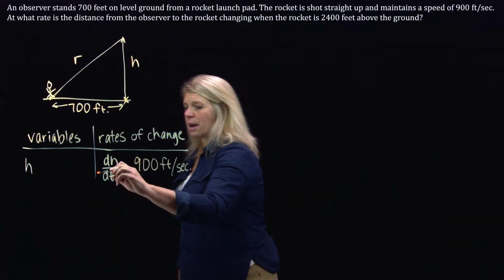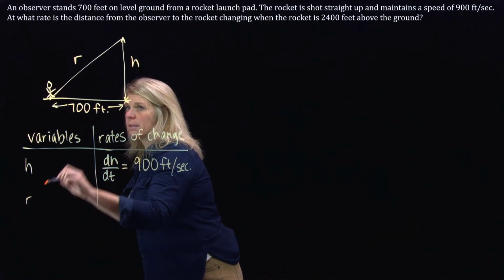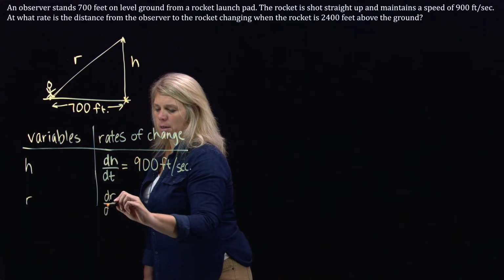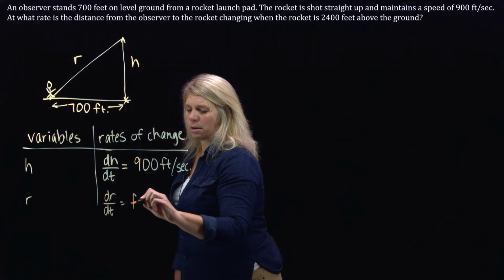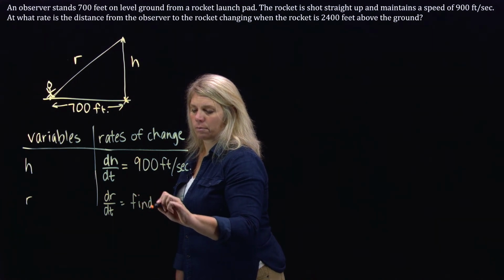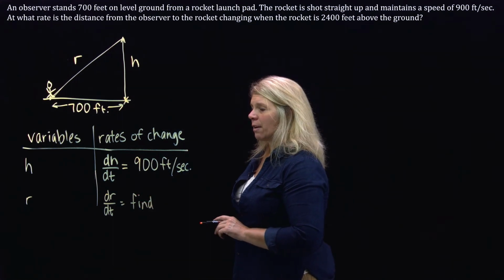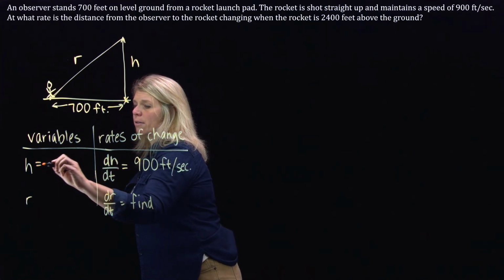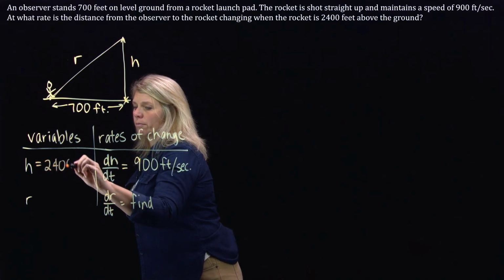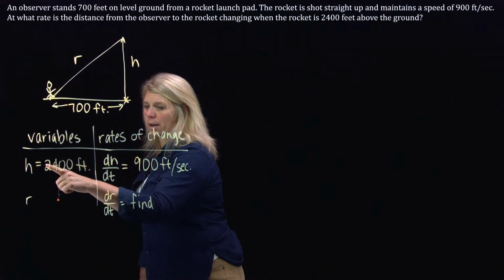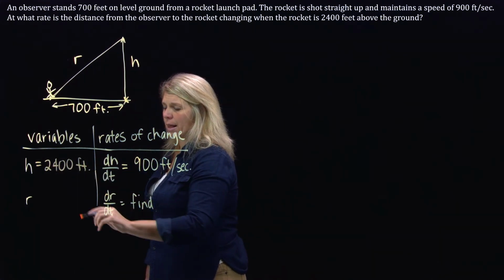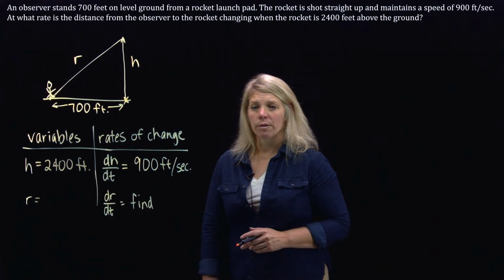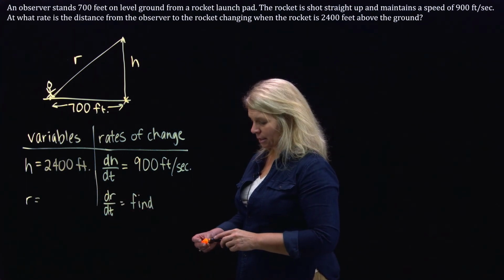We are asked to find some information about this distance from the observer to the rocket. So this dr/dt is what we are supposed to find. And we are interested in finding that out when the rocket is 2,400 feet above the ground. All right, so that is a variable, but we're interested in that at that particular instant. And I may or may not need to know the value of r at that particular instant.